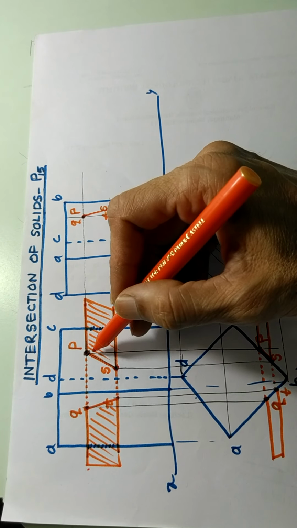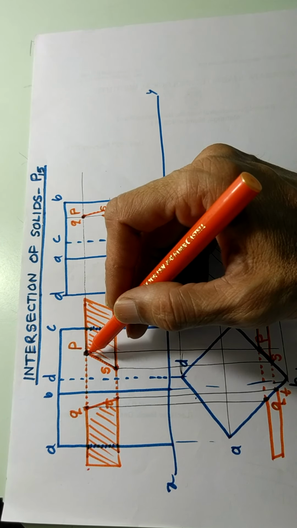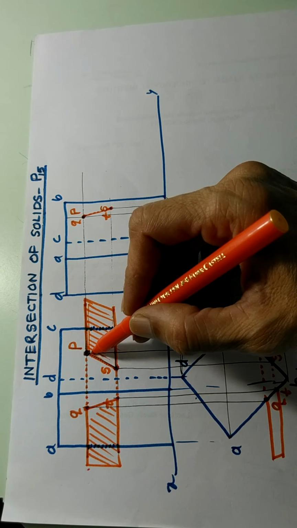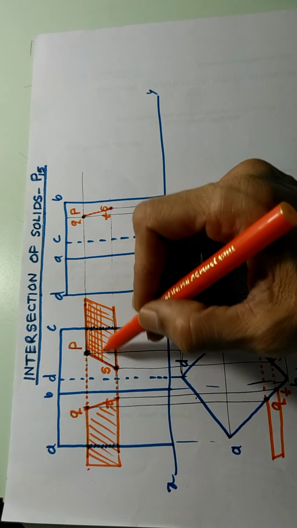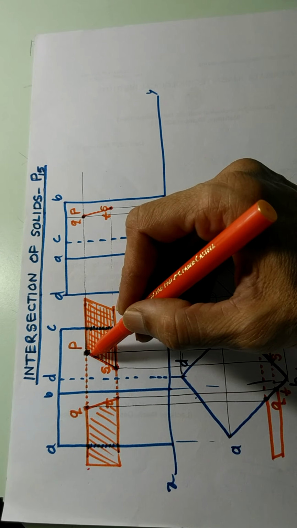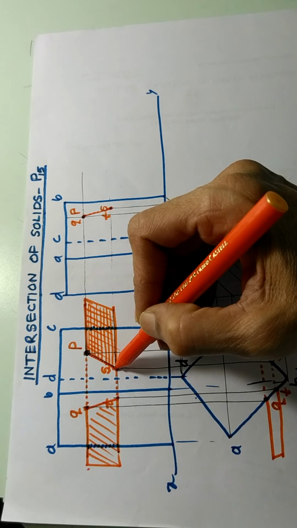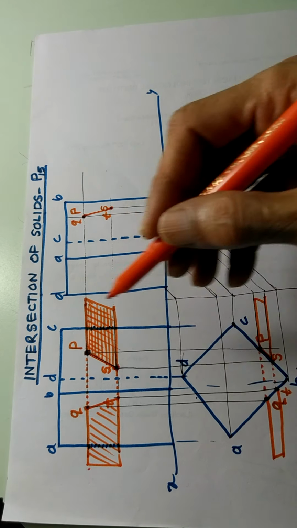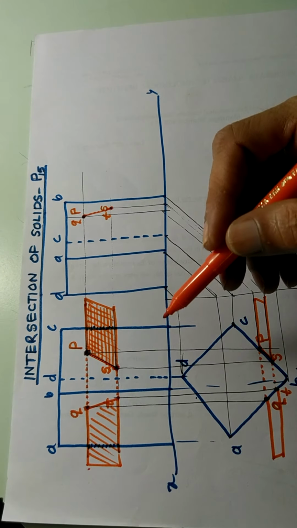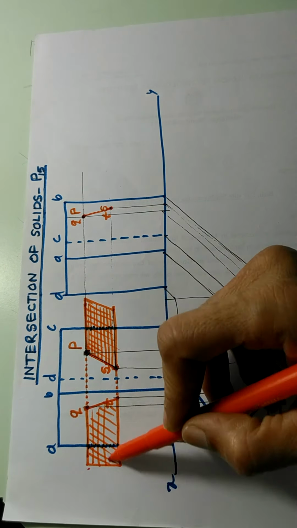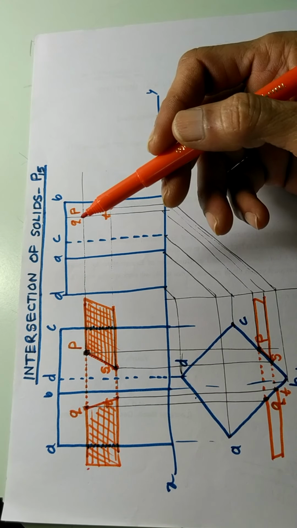Then with these two lines, we have joined these two lines by several such lines, and all these lines between P line and S line, those lines were touching the prism here, and then all these points which are forming a line, that line we have drawn in the three views. In the process, what we have done is we have drawn a plane which is intersecting the solid.